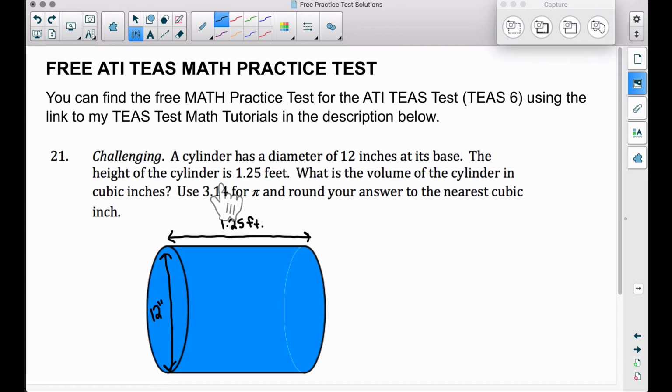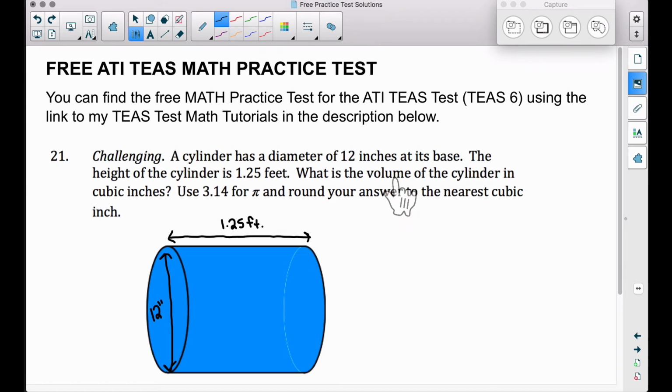The height of the cylinder is 1.25 feet. Even though this cylinder is toppled over, this is the height. Technically, the height of a cylinder is the distance between the two bases of the cylinder. Therefore, the height of the cylinder is 1.25 feet.